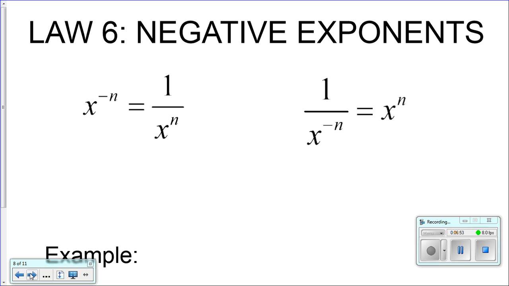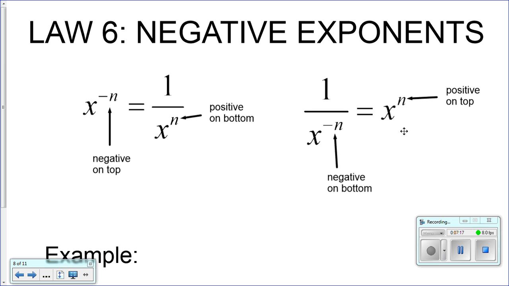Next one is a negative exponent. If you have a negative exponent on top, meaning in the numerator, that actually means it's a fraction. So you flip it upside down and put a 1 over it. Now it becomes a positive exponent on the bottom. Same thing, even if you start with the negative exponent on the bottom, it needs to get flipped back. So it becomes a positive exponent on top.